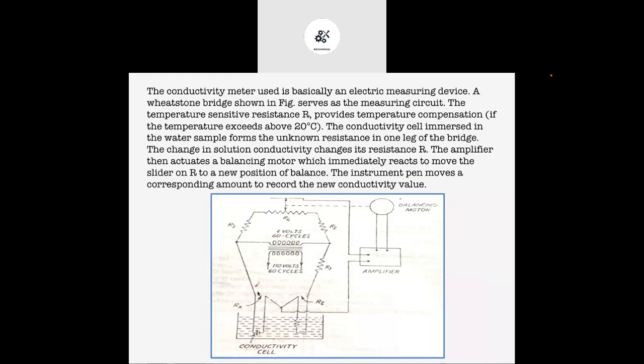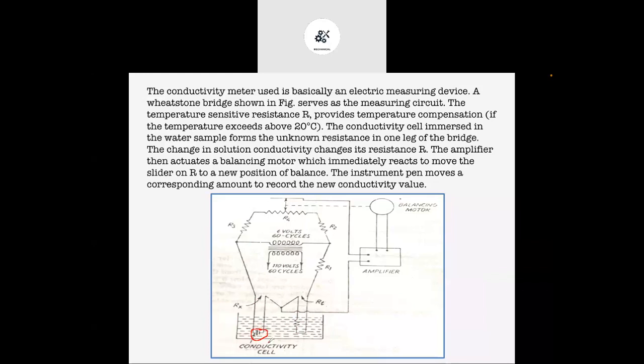Now what will happen in the beaker? We will take the water sample, and you can see here this particular circuit. The resistance which is shown here is going to play an important role. Parallel to this particular resistance, we are using RT, which is another resistance. Then the other resistances have been connected in a parallel and series combination, and this is one simple Wheatstone bridge type of connection.